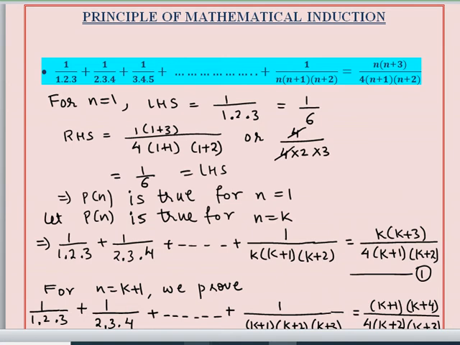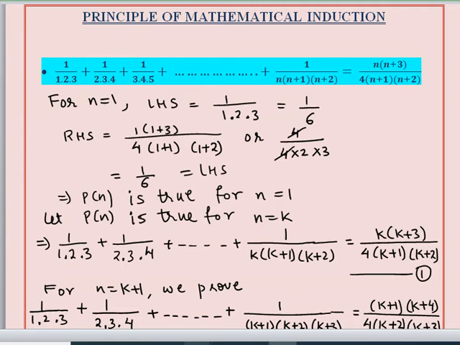Welcome children. As we are aware of what is principle of mathematical induction, we can now use it to verify some of the mathematical statements. Now starting with the first one, you can see it is sum of n terms which needs to be proved equal to n into n plus 3 over 4 times n plus 1 into n plus 2. If you look at each term, it is of the form 1 divided by product of 3 consecutive natural numbers.